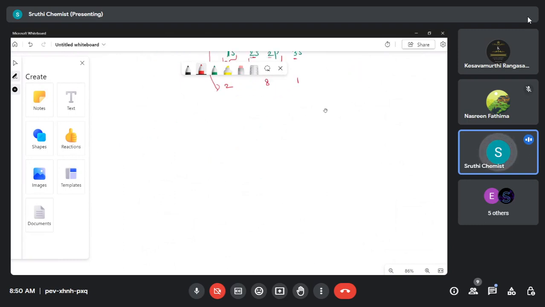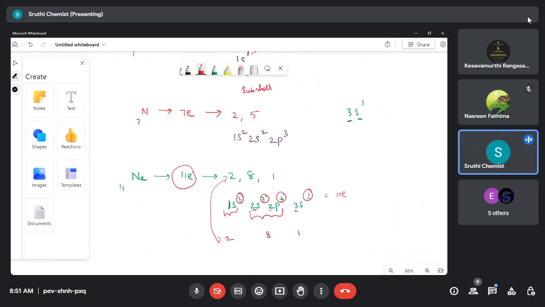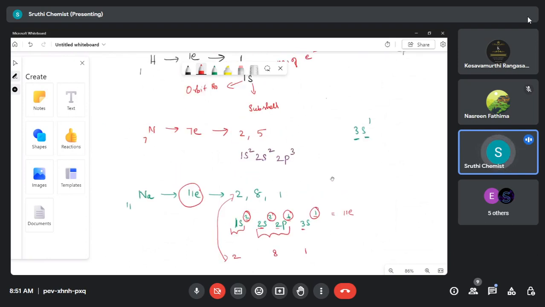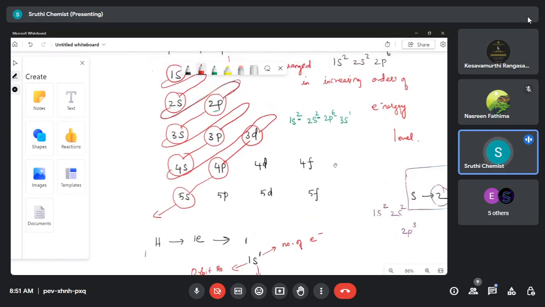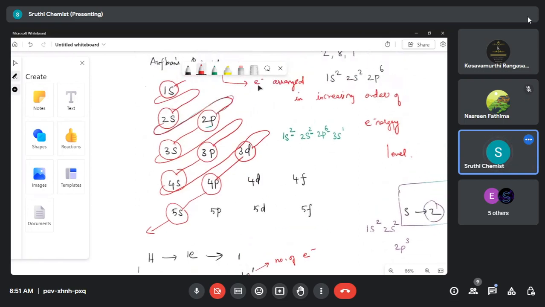Now I'll give you potassium. Potassium's atomic number is 19. So 2, 8, 8, 1. The total number of electrons is 19. Here we have to work out why this is 2, 8, 8, 1. Why is it not 2, 8, 9? This is based on the Aufbau principle. Will you people try?